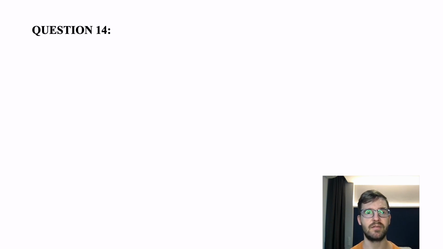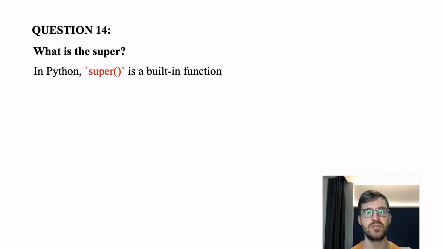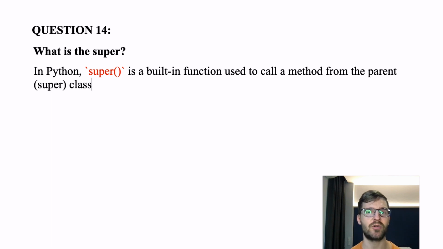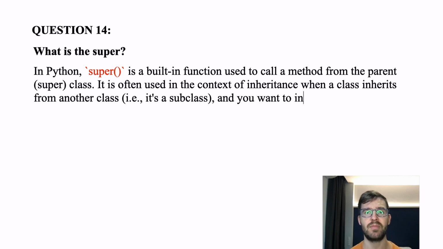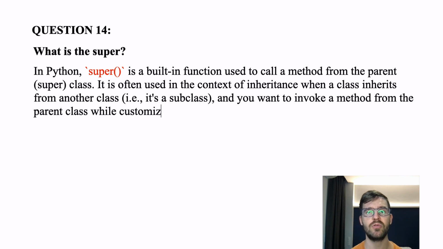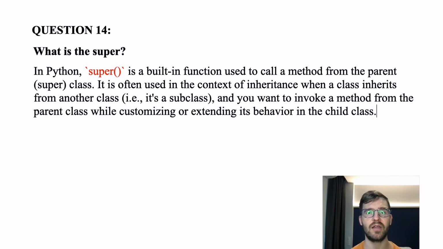Question number 14. What is super? In Python, super is a built-in function used to call a method from the parent superclass. It is often used in the context of inheritance, when a class inherits from another class. For example, if it's a subclass, and you want to invoke a method from the parent class while customizing or extending its behavior in the child class. It becomes particularly useful when you have multiple levels of inheritance, or when you want to override a method in the parent class while still executing the parent implementation.